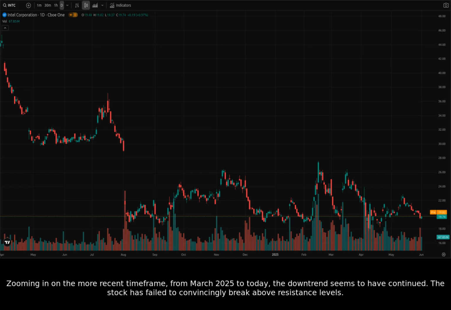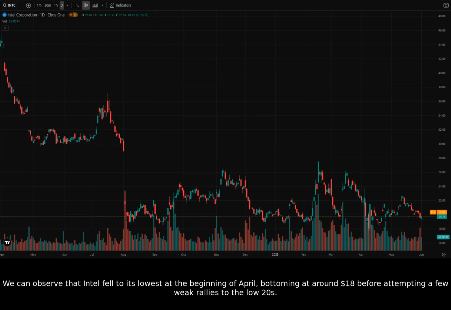Zooming in on the more recent time frame, from March 2025 to today, the downtrend seems to have continued. The stock has failed to convincingly break above resistance levels. We can observe that Intel fell to its lowest at the beginning of April, bottoming at around $18 before attempting a few weak rallies to the low 20s.